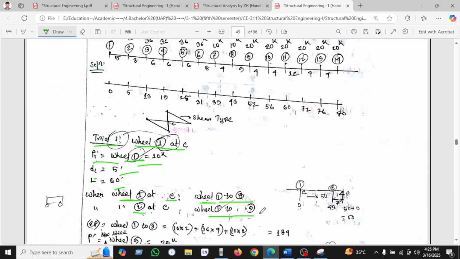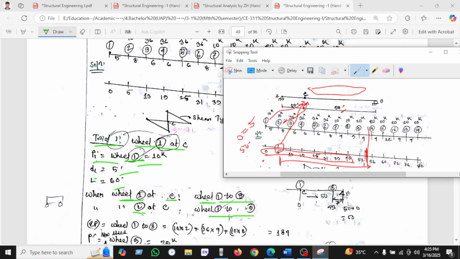So this is important. If you don't understand, I am saying again. Wheel 1, I am taking wheel 1 here. We have 15 feet on the left side, so we can take the rest, the wheel 43. So we can say wheel 1 to 8. This is under the 50 feet. And the second one is the problem when we take the second one, wheel 2 at C. This is C. Then we already have 5 feet.